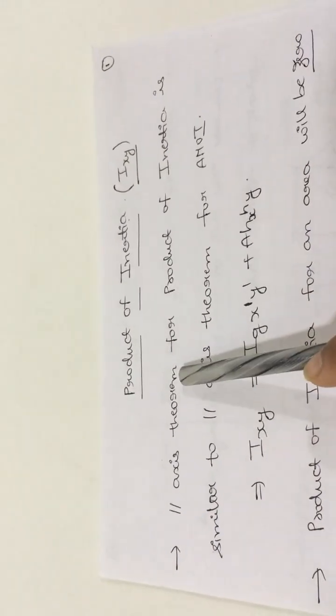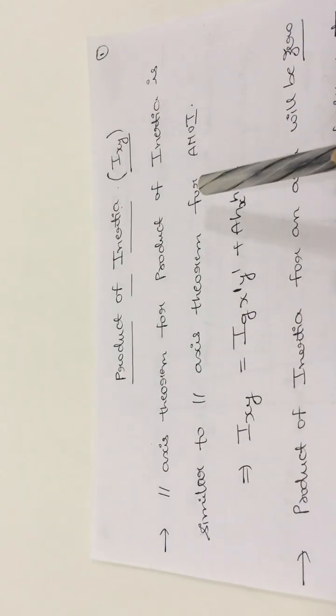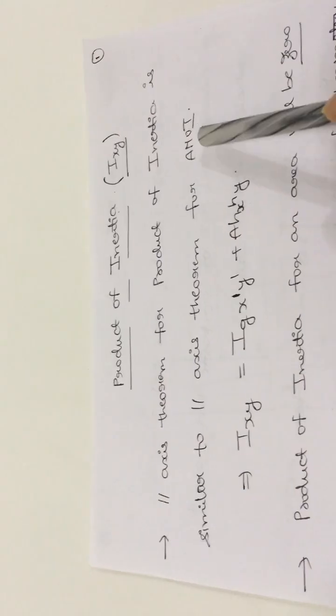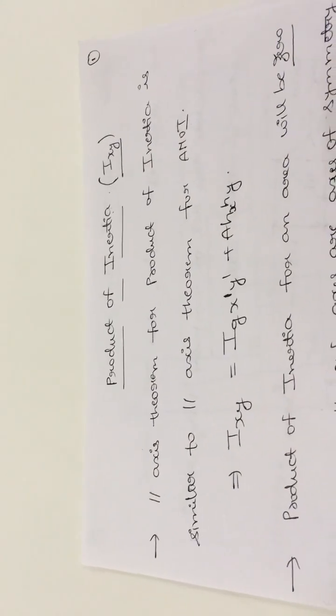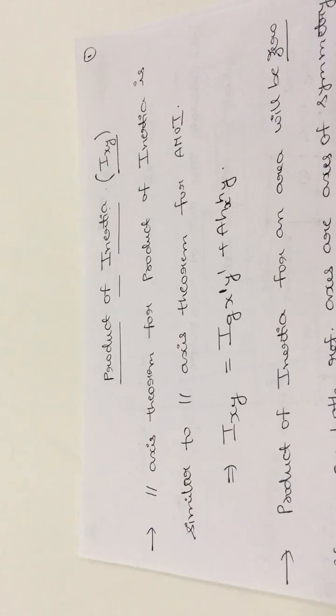Now coming to the parallel axis theorem for the product of inertia, it will be similar to the parallel axis theorem which we have studied for the area moment of inertia, with slight differences. Now we will see the differences when we compare the parallel axis theorem for the product of inertia and the parallel axis theorem for the area moment of inertia.